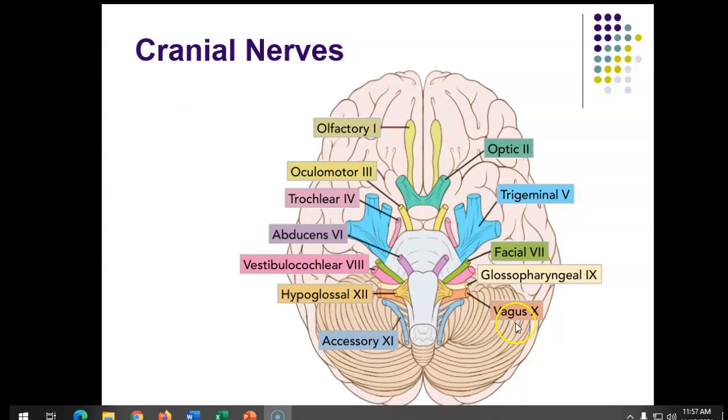Going to 11 then, the accessory nerve, which is located right here. This is a motor nerve, and it controls the muscles in your neck. So this allows you to rotate, flex, and extend your neck and your shoulders. And then finally, 12 is the hypoglossal nerve. This is the 12th cranial nerve, and it's responsible for the movement of most of the muscles in your tongue. So those are the locations and functions of your 12 paired cranial nerves, going from anterior to posterior.